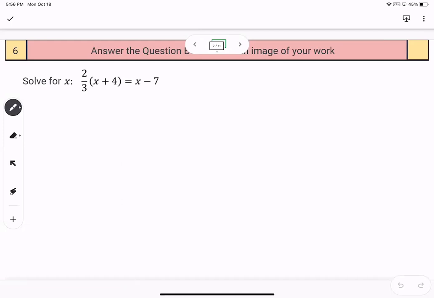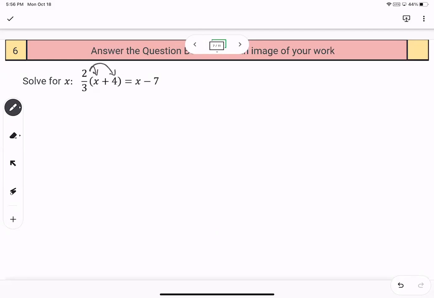Okay, now this is the one we're all dreading. This is the fractional one. So we're going to do this just like the way we talked about them in class. So we're going to start with the same concept. You have 2/3 times x plus 4 equals x minus 7. So just like the last problems, you're going to distribute 2/3 times x and 2/3 times 4.